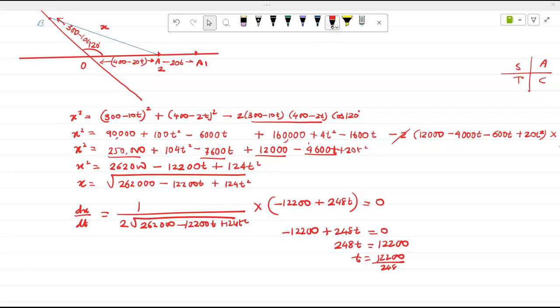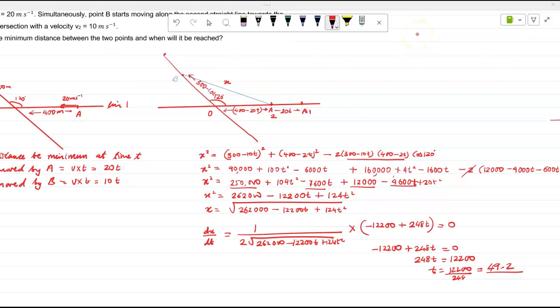So what will happen at 49.2? It's the minimum distance. So we'll plug it in. Now you take this value and put it in this equation. That will give the minimum distance. Okay. So do that.